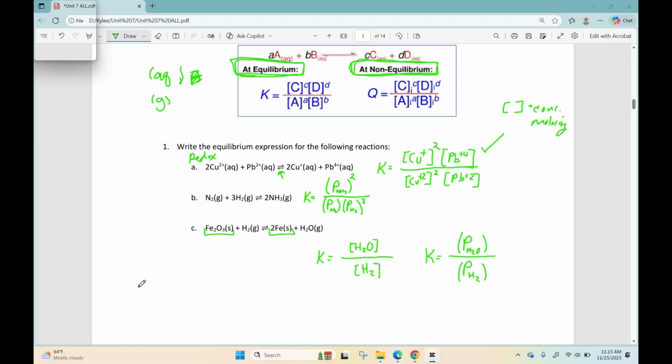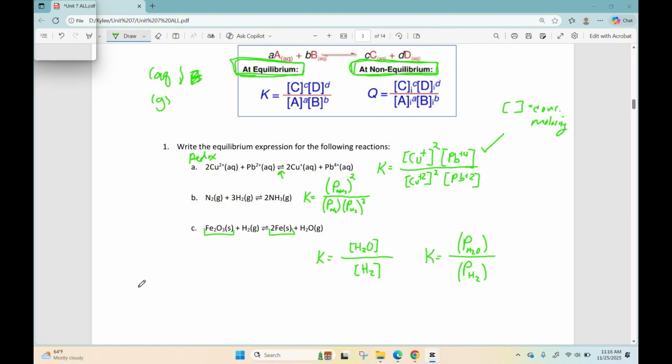So, conclusions from this section. One, we write an equilibrium expression or reaction quotient for a chemical reaction. If it's at equilibrium, I use K. If it's not at equilibrium, I use Q. But they're essentially the same expression, products over the reactants. And we can only write these for things that are aqueous and things that are gas phase. We cannot include solids and liquids in our equilibrium expression.